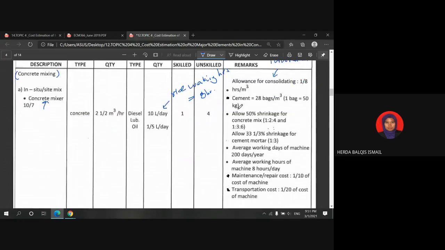Right. So for cement, this is one of the main ingredients in the concrete. The quantities are basically sold on the market in bags. So the conversion is 1 cubic meter of cement is equivalent to 28 bags of cement. This is also a standard you need to remember.